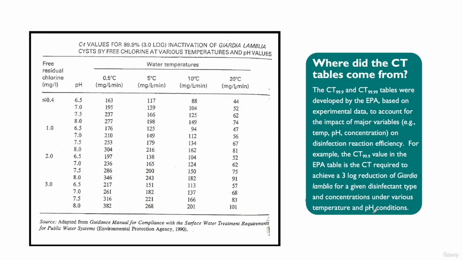Now this CT value comes in the form of this table. And this table is actually provided by the EPA. It was developed by the EPA based on experimental data, taking into consideration 3 main variables: the water's temperature, the water's pH, and the residual chlorine's concentration. And here we are talking about the CT values for 3-log reduction, or 99.9% removal or inactivation of Giardia lamblia.